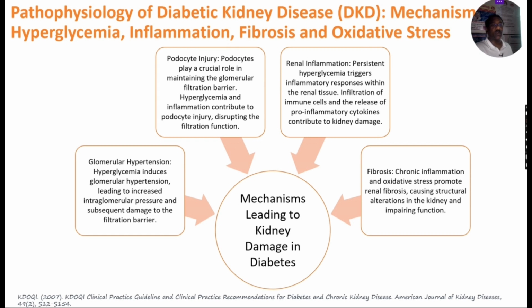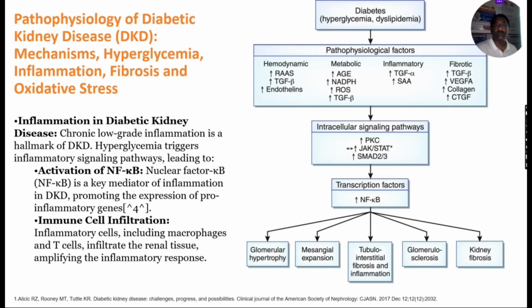You have the glomerular hypertension, you have the fibrosis, you have the renal inflammation, and you have the podocyte injury, all because of a single factor, uncontrolled diabetes. If you control the diabetes very effectively, these changes will not occur, and once these changes do not occur, these people will not have CKD. So don't keep our diabetic individuals living with uncontrolled hyperglycemia.